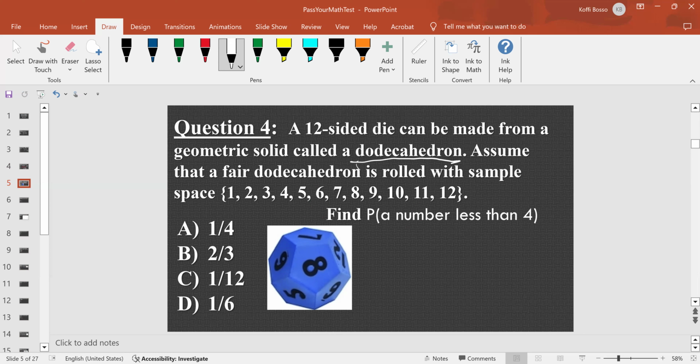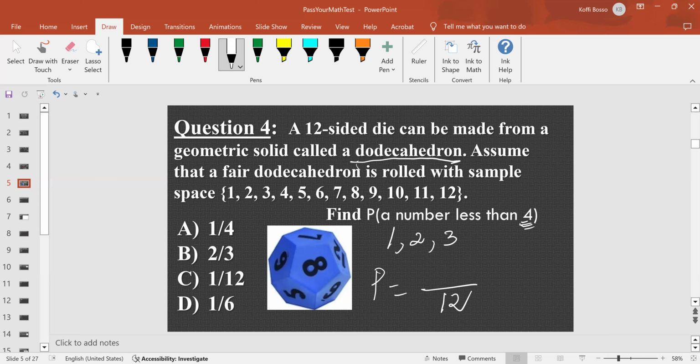Here they ask you to find the probability. So when they say find P, P represents the probability. So we want to find the probability of a number less than 4. Yes, it's less than 4. So the numbers less than 4 are 1, 2, 3. Understand that in total, we have 12 sides. So our probability will be a fraction where the denominator is 12.